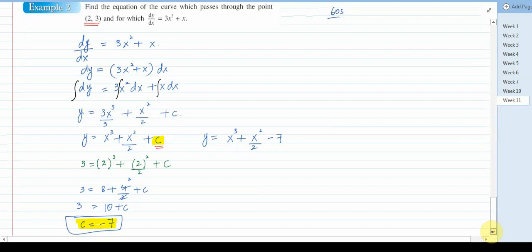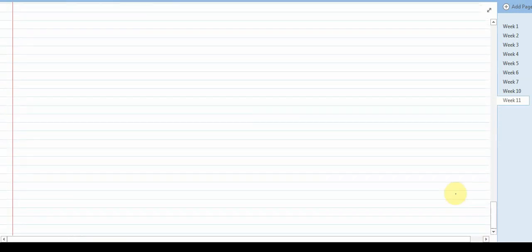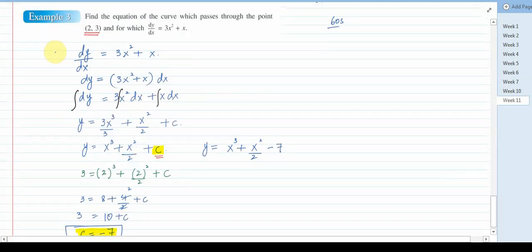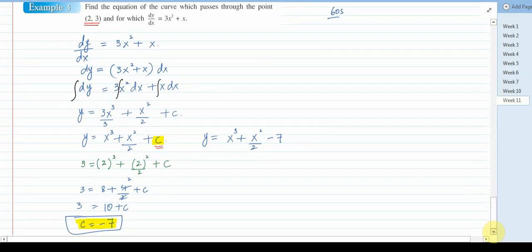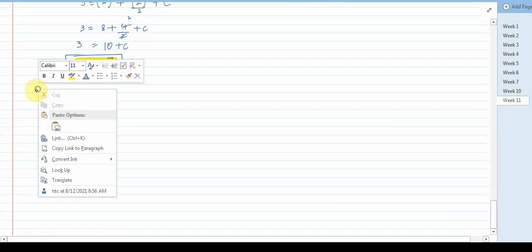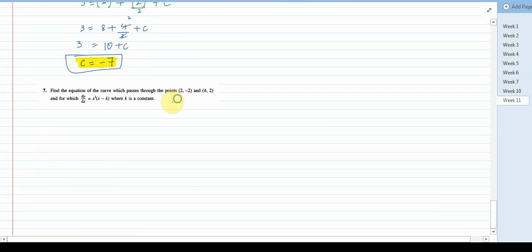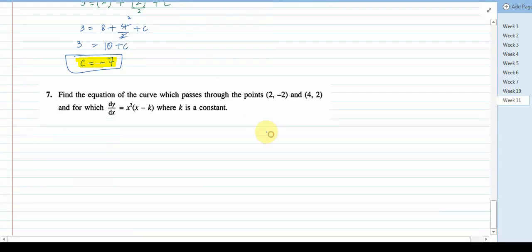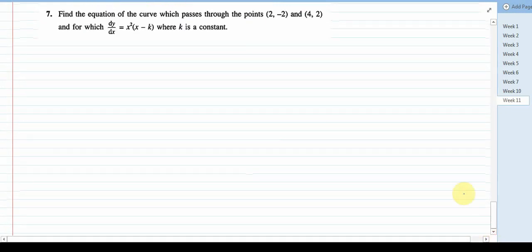Now we are going to attempt similar questions like I explained in this example, and it's question number 7 from the same exercise 20.1. It says: find the equation of curve which passes through the points (2, minus 2) and (4, 2), and for which dy by dx equals x square times (x minus k), where k is a constant. So we have dy over dx equal to x square times (x minus k).